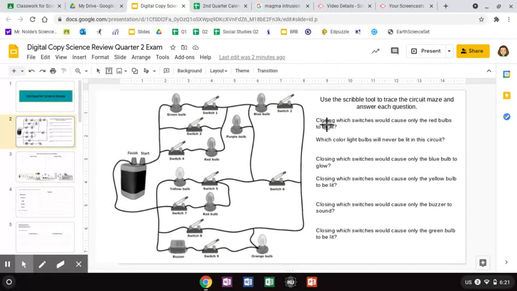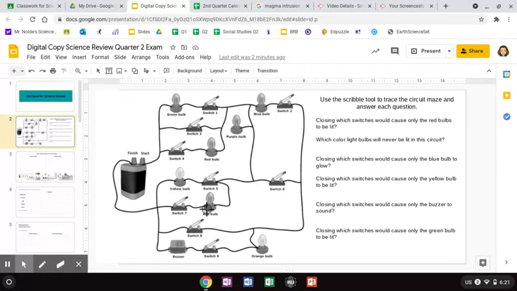All right, so the question is, closing which switches would cause only the red bulbs to be lit? So I only want the red bulbs, so I need to take a look at my maze for a minute and first find all the red bulbs. There's one. There's two. Okay, so there's only two.